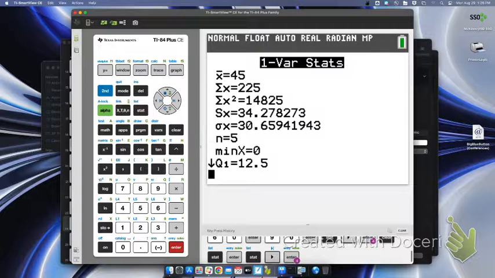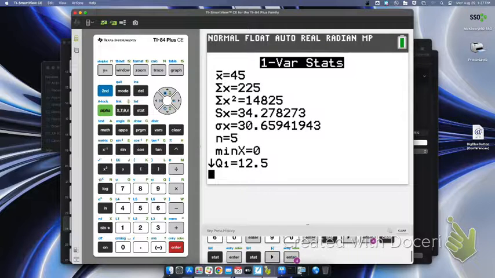And which one is our standard deviation? S sub x, 34.28. Two decimal places is usually acceptable. Okay, 2 decimal places. I'll tell you when you need more than that. 2 decimal places for now. So 34.28, and we do round, we don't truncate. I don't know if some of you do that, but we round, regular round.